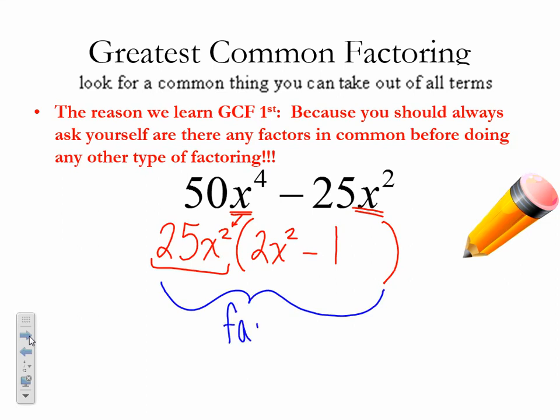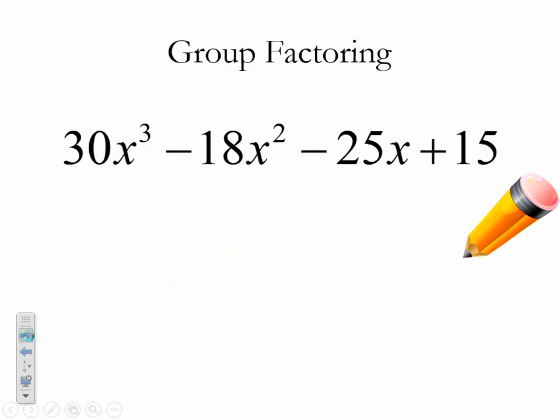So these are the factors that multiply to make that. That would be my final answer at this point. Later on, we will continue and solve them, but for right now, again, we're just taking a look at the factors. Another way we factored was using group factoring.